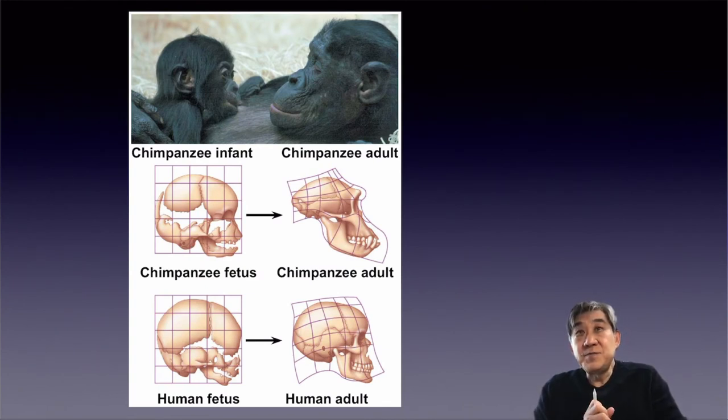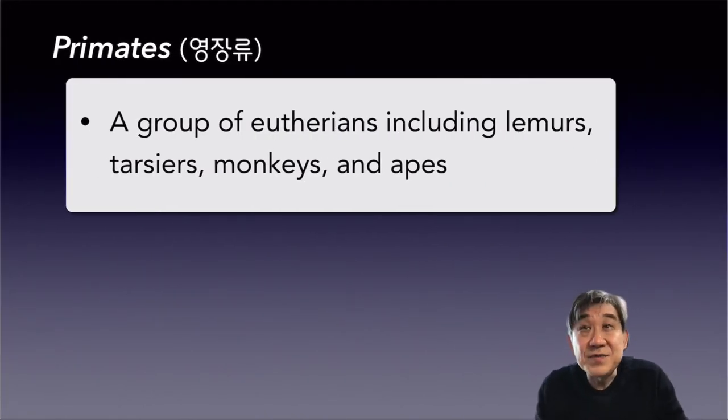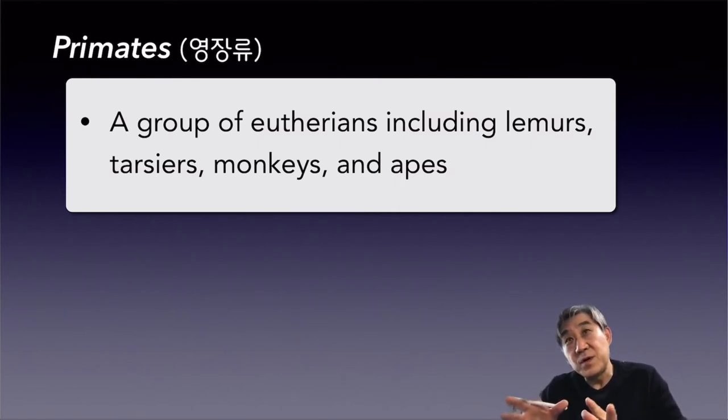So we all know that chimpanzees are the closest relative of a present-day human. Anatomically speaking, we do have a very strong resemblance with chimpanzees, even though chimpanzees are not even a member of the same genus as humans. Chimpanzees and monkeys together are grouped as primates. Definition wise, primates refers to a group of eutherians, including several different types of monkeys, lemurs, tarsiers, and apes.